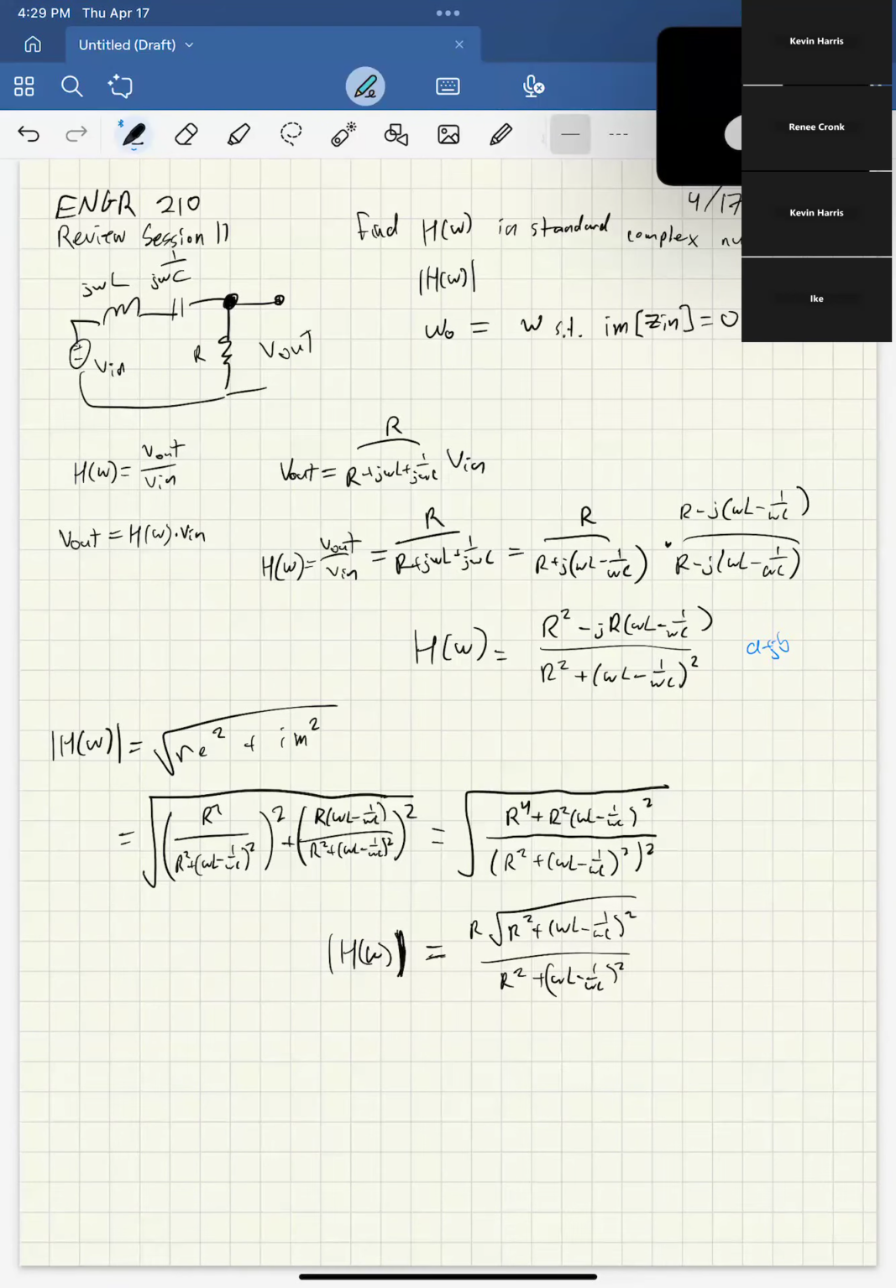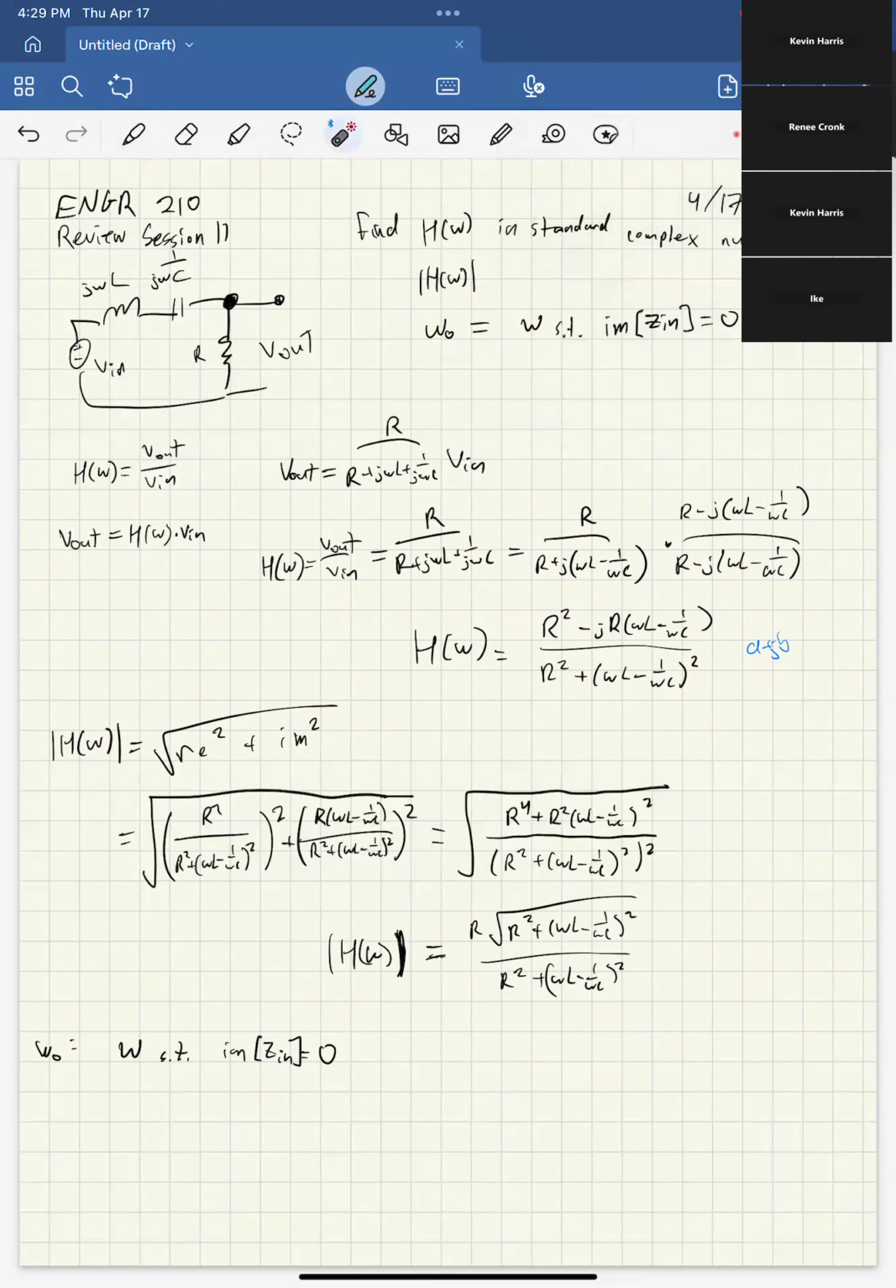Okay. Now for the final part, which a lot of people got the right answer by doing the wrong way, which is okay, I guess. It's asking for the omega naught. And omega naught, as I said, is the omega such that the imaginary component of Z in equals 0. So Z in this case is the impedance looking in from this way. It's asking, what is the impedance if I go out of V in and want to come back into V in? In that case, it's just these three components in series. Very, very chill there.